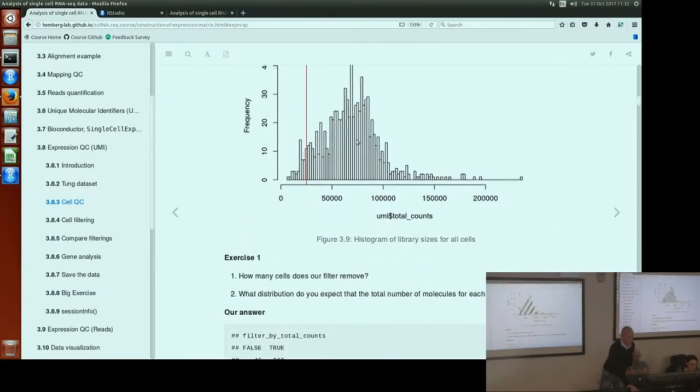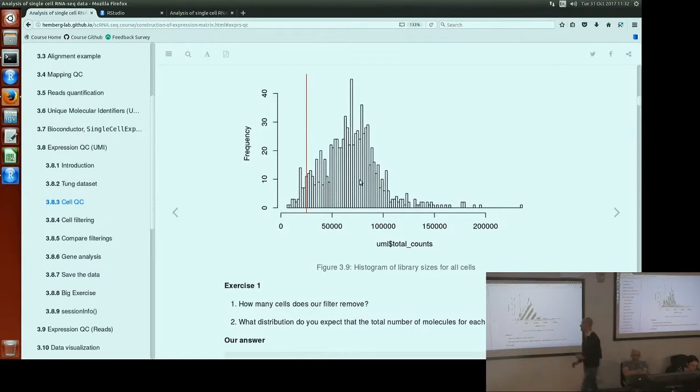So we have the first exercise here. When you look at this plot, you can already, as I said, find outliers and you can remove some of them. So here we put a threshold at this position because these cells are very close to 0. There are only a few molecules in them, so we don't want to use them for further analysis. We have two questions here. How many cells does our filter remove? And what distribution do you expect that the total number of molecules for each cell should follow?